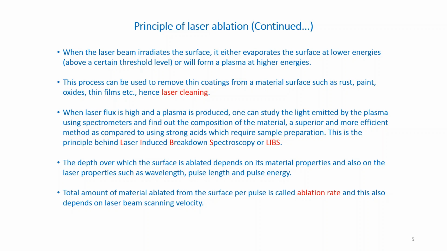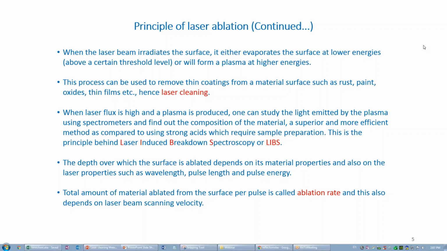Now, the process of laser ablation has one particular application, and that is to remove thin coatings from material surfaces such as rust, paint, or oxide, for example, to remove paint from a surface, and this is called laser cleaning. The depth over which the surface is ablated depends on its material properties and also on the laser properties such as wavelength, pulse energy, and pulse length. And we'll talk in more detail about these parameters, which are very important to be selected.